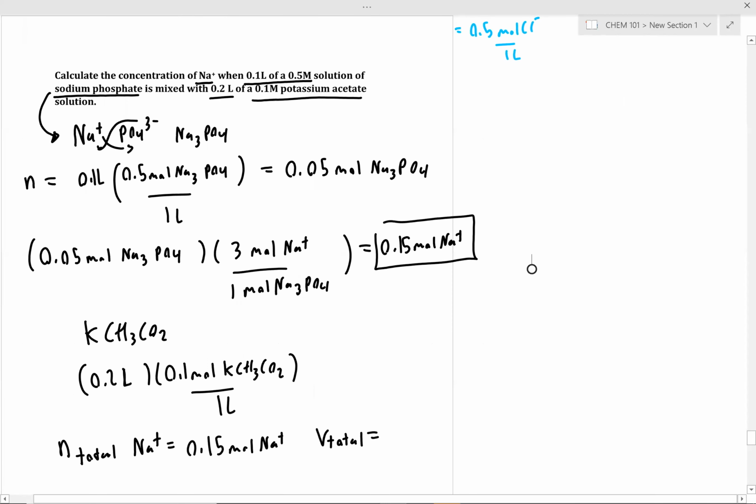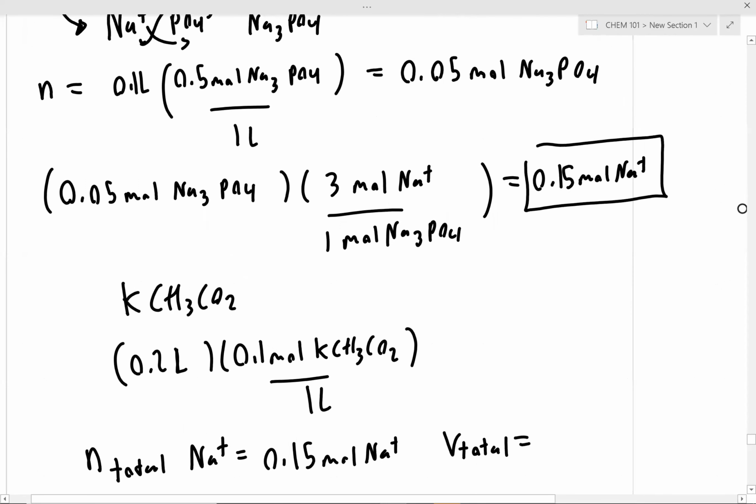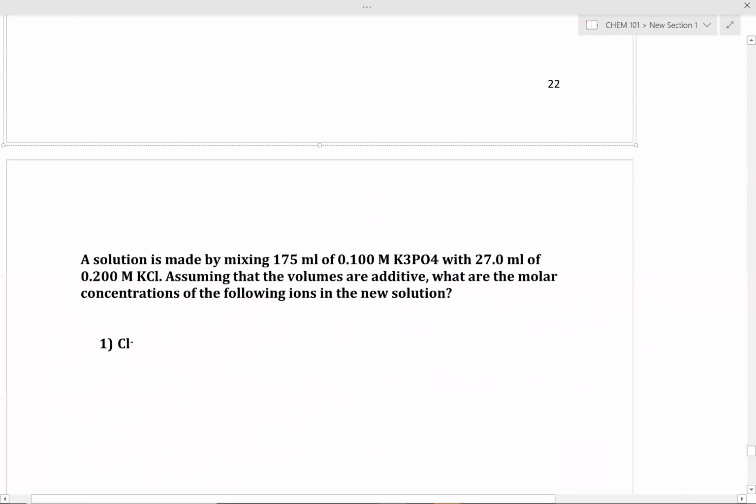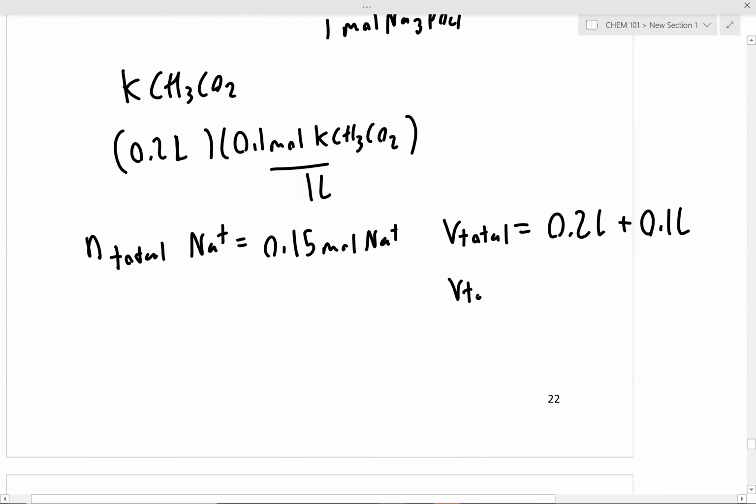So what is the volume of each of my 2 solutions? What's the volume of my sodium phosphate solution? 0.2 liters is potassium acetate, yes, but we need to note that. What's the volume of our sodium phosphate? Reading through the problem, what volume of sodium phosphate did we mix? 0.1 liters, exactly right. So then we get a total volume. Whoops, give it 1 second. Sometimes it gets a little laggy when a lot of things are written. Okay, so that gives us a total volume of 0.3 liters.